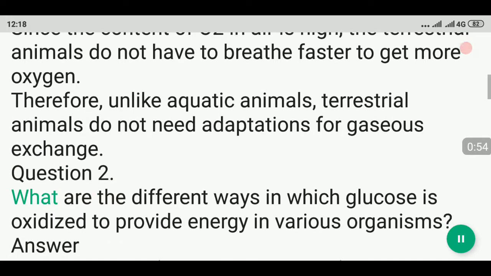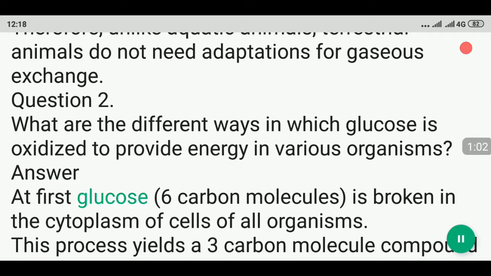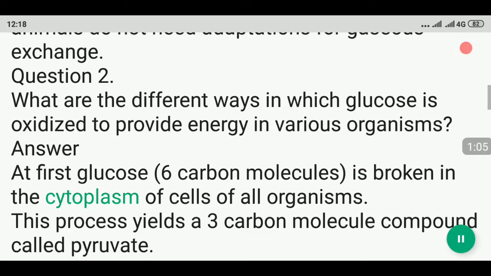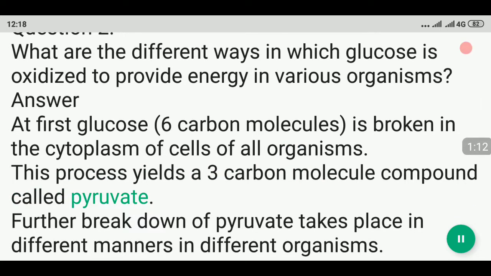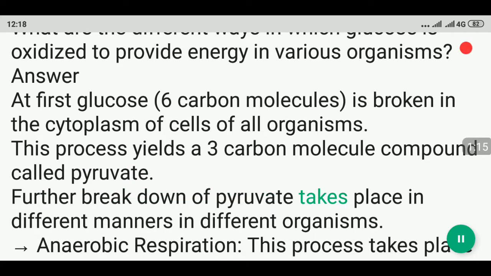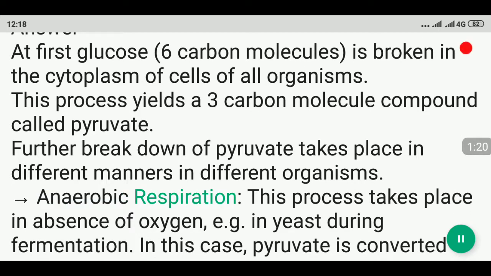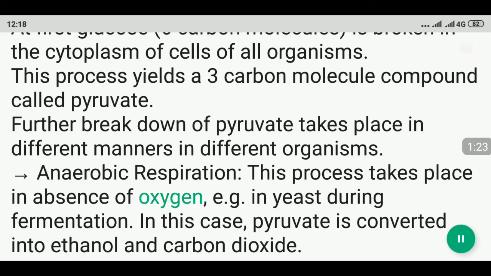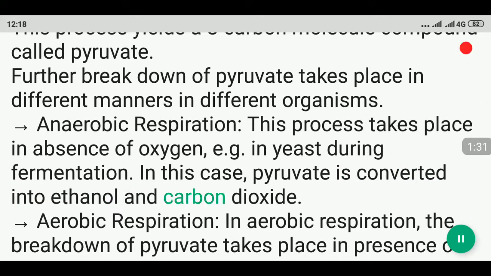Question 2. What are the different ways in which glucose is oxidized to provide energy in various organisms? Answer. At first, glucose, a 6 carbon molecule, is broken down in the cytoplasm of cells of all organisms. This process yields a 3 carbon molecule compound called pyruvate. Further breakdown of pyruvate takes place in different manners in different organisms. Anaerobic respiration. This process takes place in absence of oxygen, e.g. in yeast during fermentation. In this case, pyruvate is converted into ethanol and carbon dioxide.